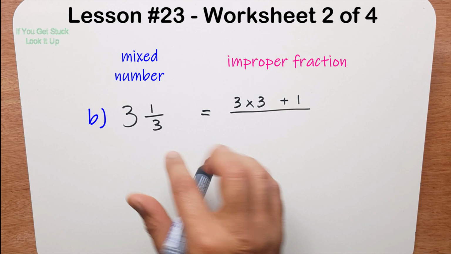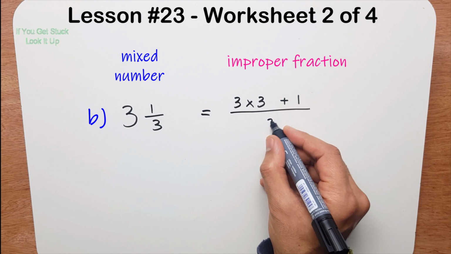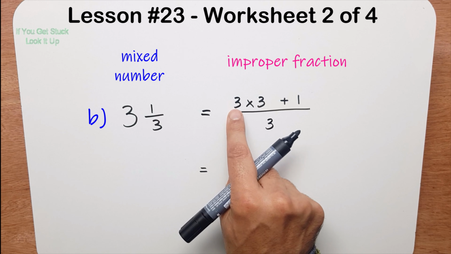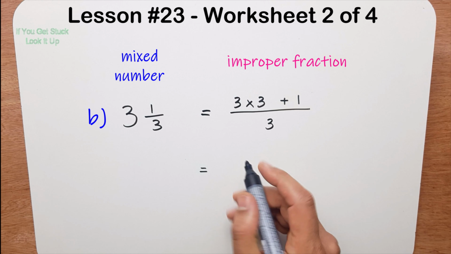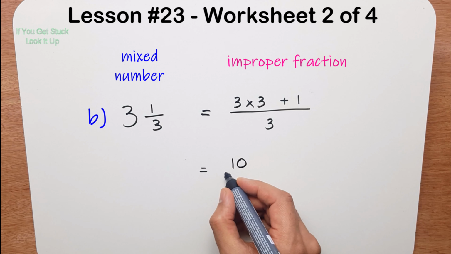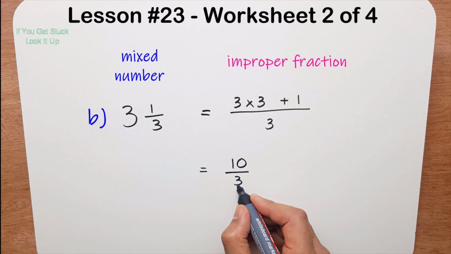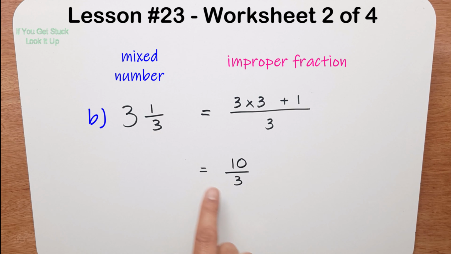Fraction line, and this 3 here, which is the denominator, simply goes to the bottom. So let me simplify that. 3 times 3 is 9, plus 1 is 10. Fraction line, and this 3 goes to the bottom here. So 3 1/3 is equal to 10/3.